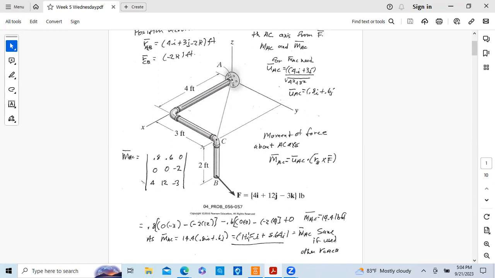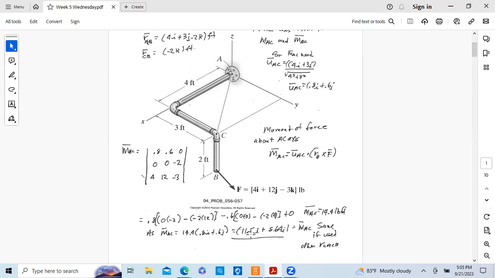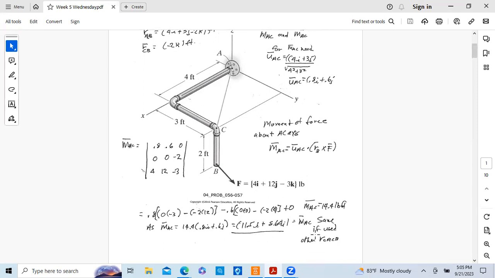And then we have this 2x2. So it's 0 times 3 minus 2 times 4 here. And then the last term is 0. We're multiplying by 0, so there's nothing in that last term. If you do this calculation then, with all these values, you end up with the moment about AC equal to 14.4 pound-feet.